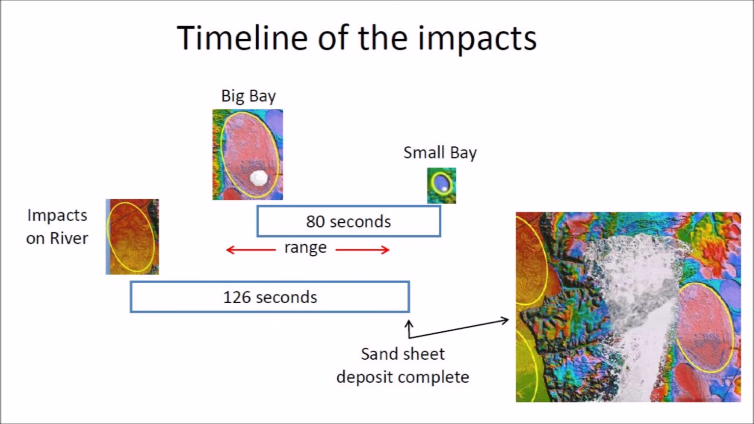From these times, we can see that the emplacement of Big Bay has to take place at least 46 seconds after the impacts on the river. Otherwise, the small bay will be covered by the sand sheet. Also, Big Bay cannot be emplaced more than 126 seconds after the impacts on the river, because then it will not be covered by the sand sheet.